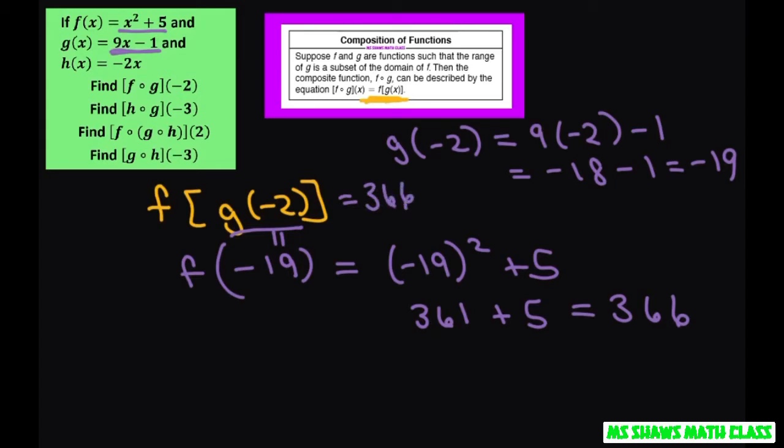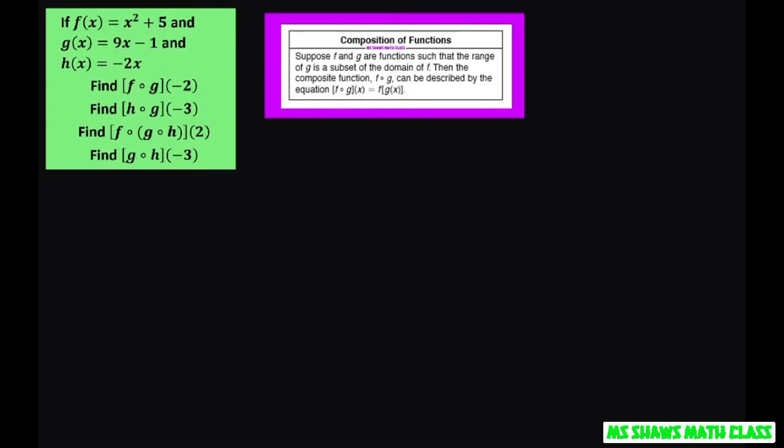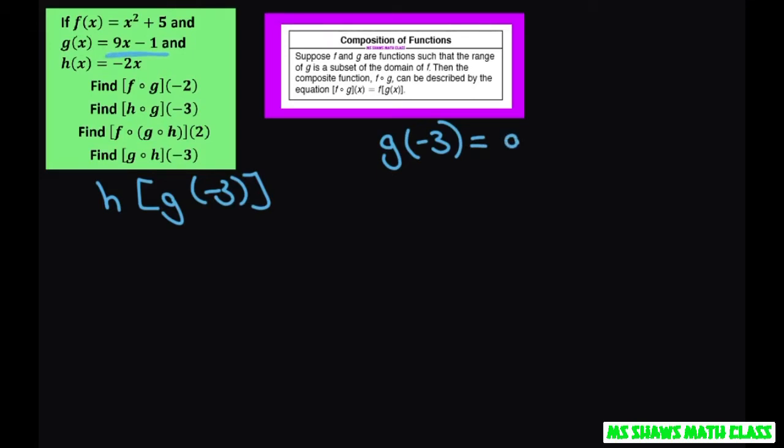The next one, we have h of g of negative 3. So first we have to find g of negative 3. So you take your g function. So we have 9 times negative 3 minus 1. This equals negative 27 minus 1, which equals negative 28.